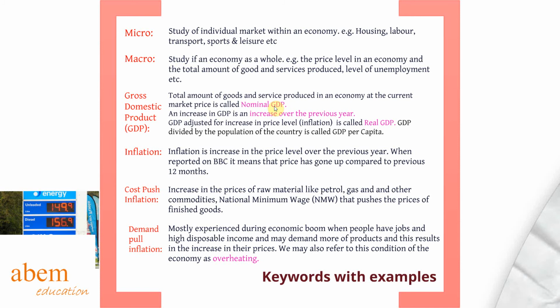If we adjust the GDP for price level or inflation, we call it the real GDP. If the GDP is divided by the population of a country, it is called GDP per capita. Inflation is the increase in price level over the previous year. Normally on BBC News, when you hear that inflation has gone up by 2.5 or 2.6%, what they mean is the level of prices has gone up as compared to the previous 12 months.